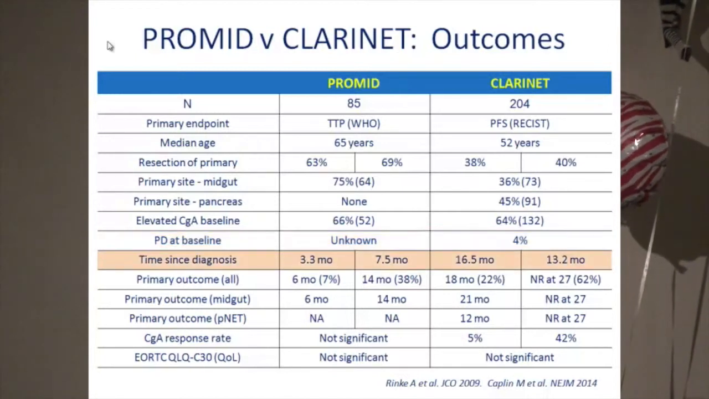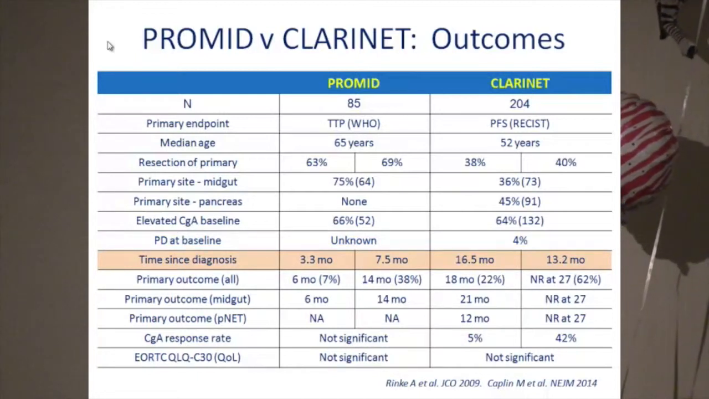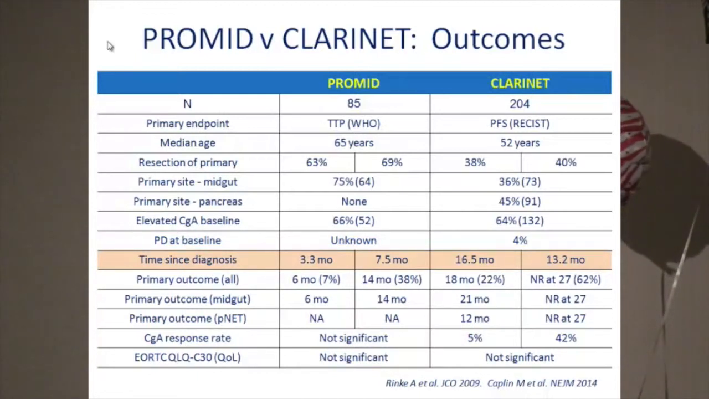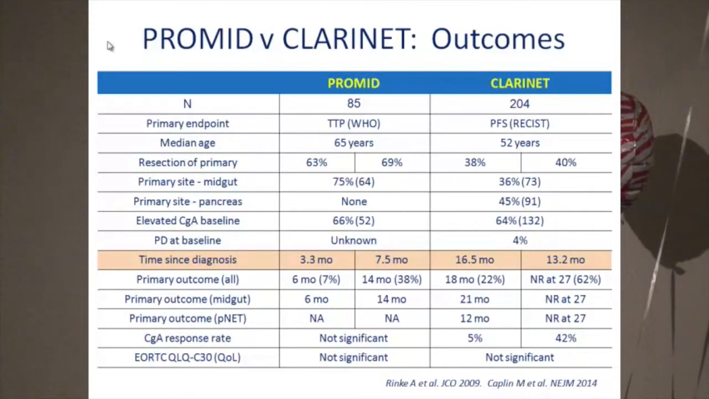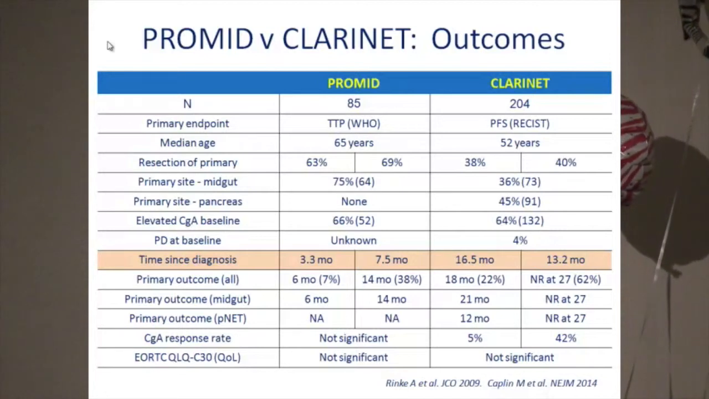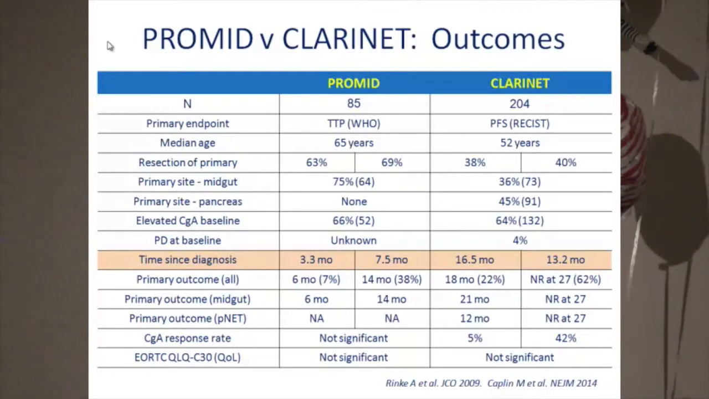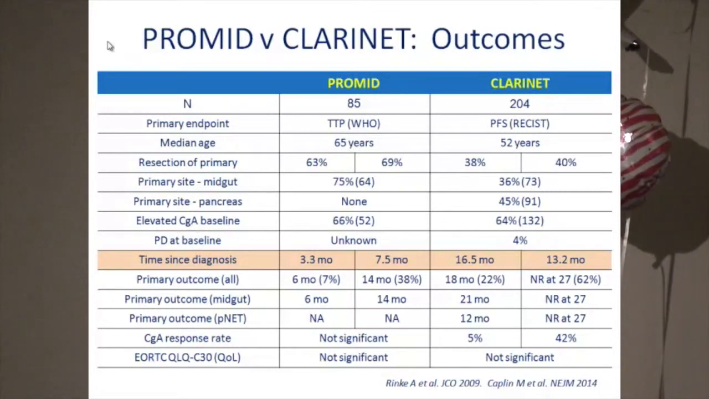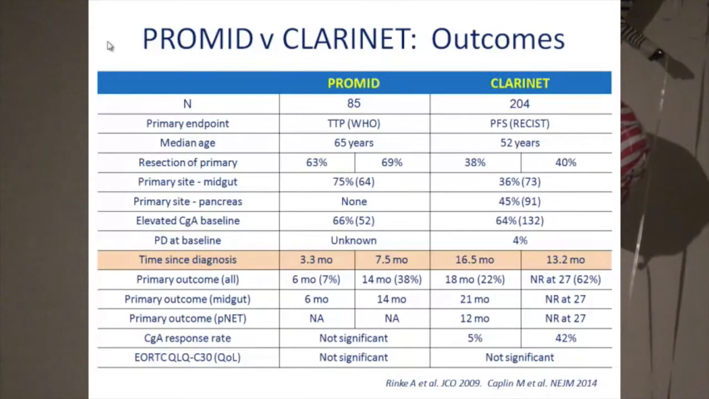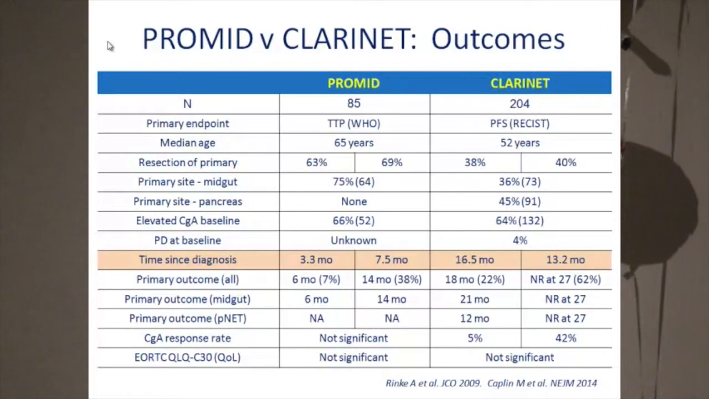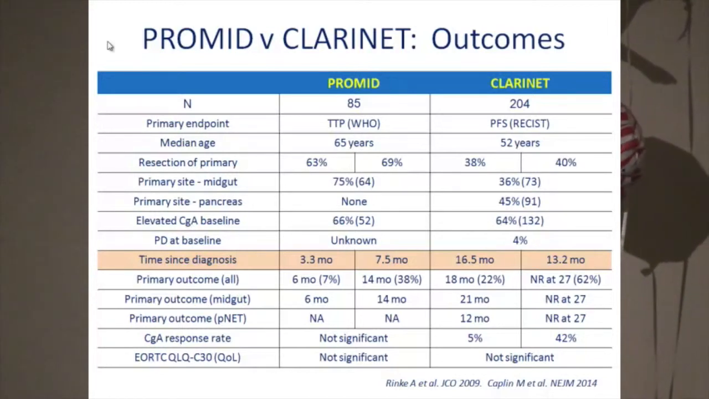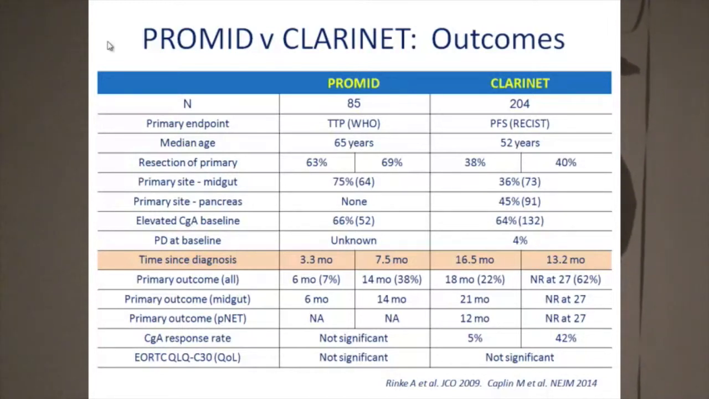The other thing that is of interest when I was putting this slide together is this. The time since diagnosis for patients on PROMID is 3 months to 7.5 months between placebo and the Octreotide arm, whereas the other is 16.5 months and 13.2 months. This clearly says that it's consistent with people who had previous treatment on the CLARINET study, whereas PROMID is treatment naive. There's a difference in natural history of disease as far as who is enrolled in which study.